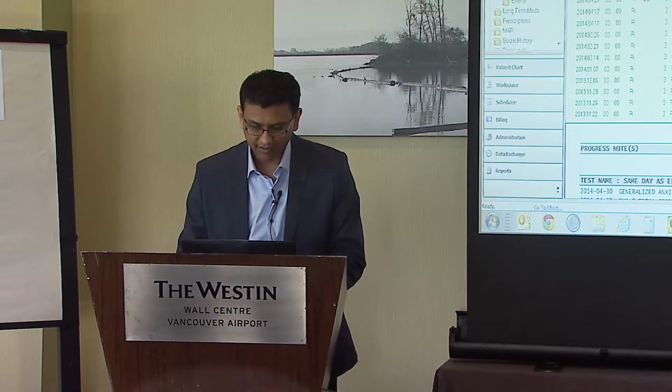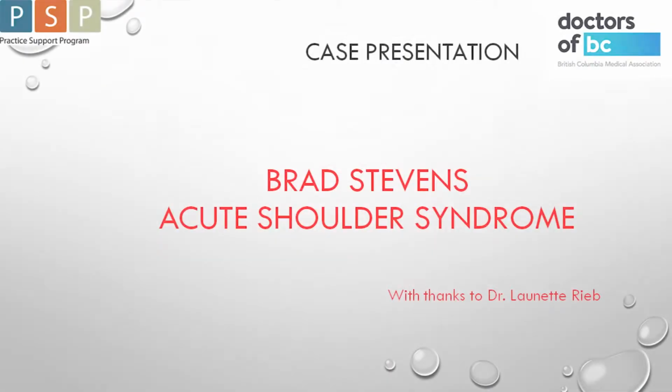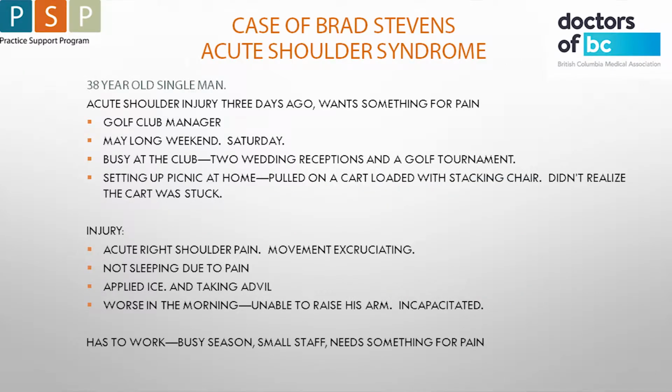Okay, is everyone ready to take this for a drive? Now comes the audience participation part. So we're going to look at Brad Stevens. Brad has acute shoulder syndrome, and he is a 38-year-old single man who injured his shoulder 3 days ago. He comes in saying, I need something for pain. He's a golf club manager. Over the May long weekend on a Saturday, he was quite busy, and he pulled on a cart, and basically he's saying, I've got right shoulder pain, and it's excruciating to move, doc. I've taken Advil, taken ice, it's not working. It's my busy season, and I need something for pain.